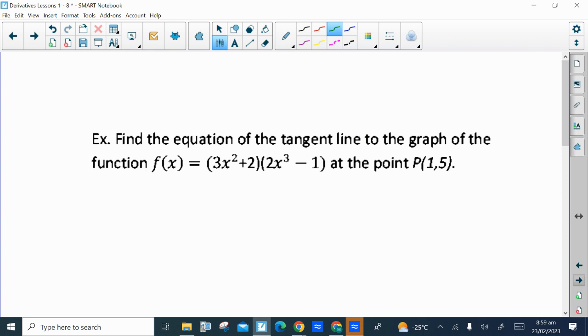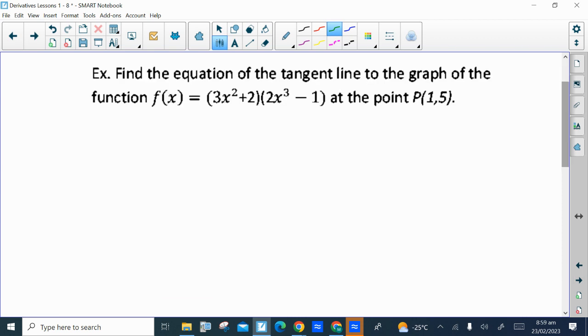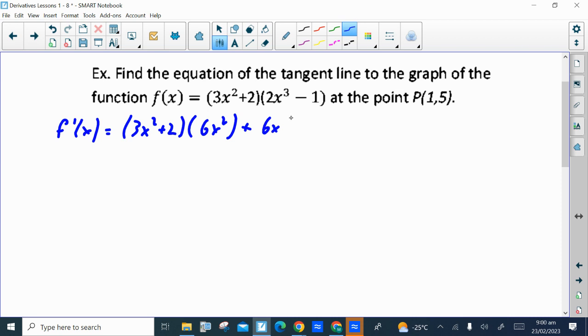So we're asked to find the equation of the tangent line to the graph of that function at the point 1, 5. So we know that we can find the slope of the tangent by taking the derivative. And we have two options here. We can multiply it out first and then differentiate after, or we can just go straight to the derivative, which I'm going to do just for the practice of using the product law. So again, it's the first factor times the derivative of the second factor, which would just be 6x squared, plus the derivative of the first factor, which will be 6x, times the second factor.